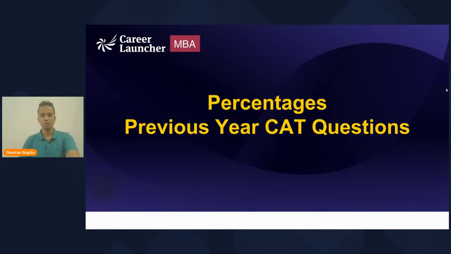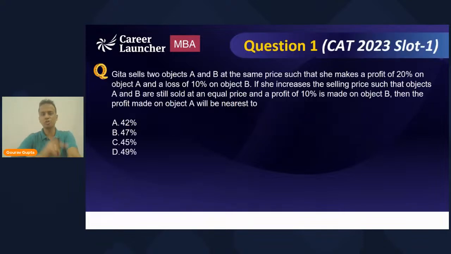Okay, चलिए, solve करते हैं. Let's start solving these questions. So question number one, CAT 2023 slot one, profit, loss, and discount. Read the question and tell me what will be the answer among the four options A, B, C, or D. I'll give you enough amount of time to solve these questions. Some of these questions will be slightly on a higher level of difficulty.